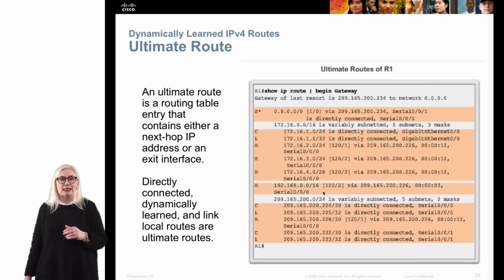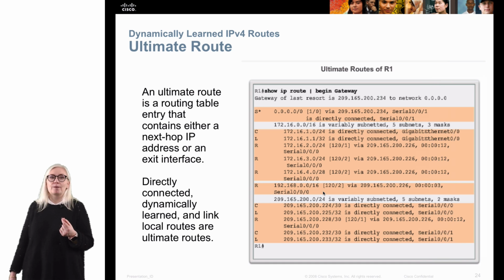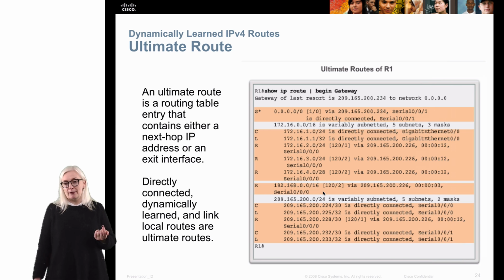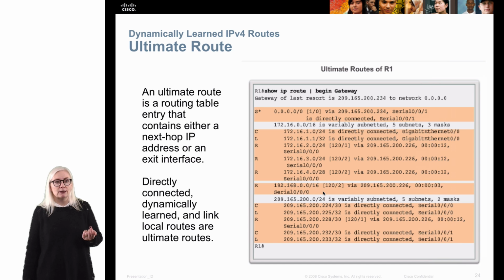The ultimate route is a route that always has an exit interface or a next hop IP address. For instance, all our directly connected routes are ultimate routes, and the ones that we learned from our dynamic routing protocols are also ultimate routes. So in this example here, we have the static route first, and then we have the routes with the C, L, and R in front of them. They are all ultimate routes.